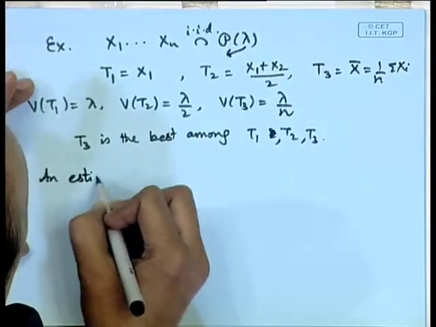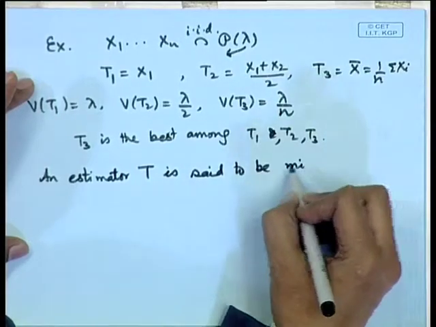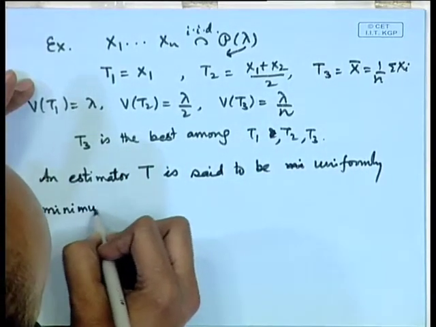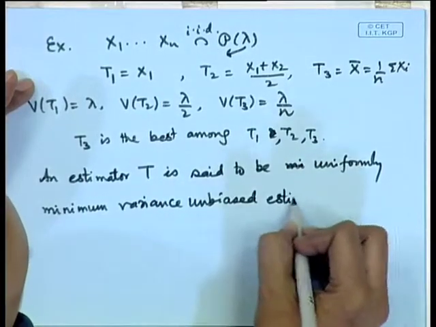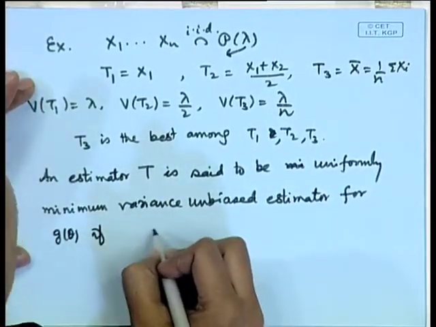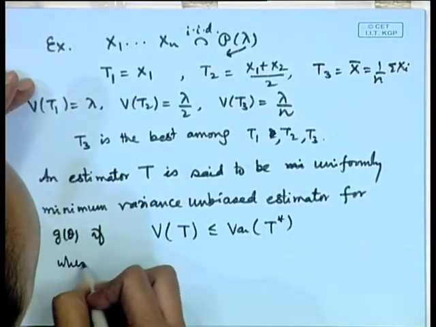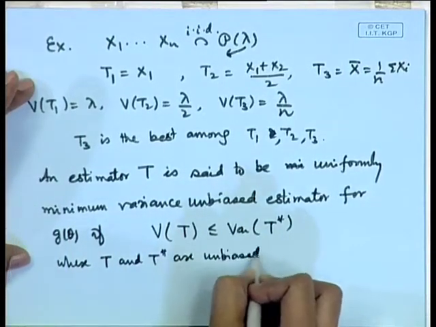Now, among the unbiased estimators, the one which has the smallest variance, we call it the minimum variance unbiased estimator. So, an estimator T is said to be uniformly minimum variance unbiased estimator for g(theta) if the variance of T is less than or equal to the variance of, say, T star, where T and T star are unbiased for g(theta).